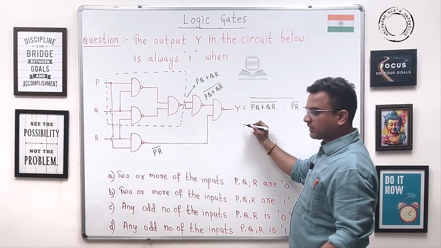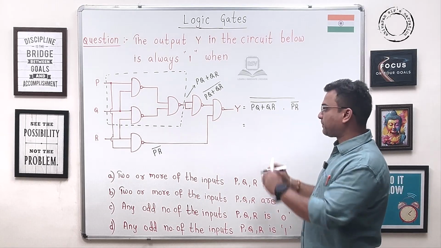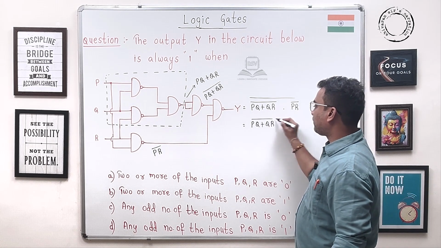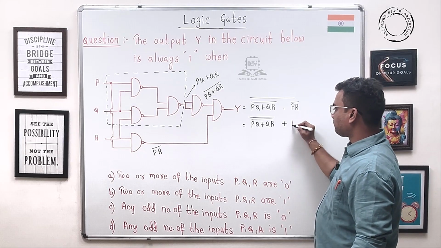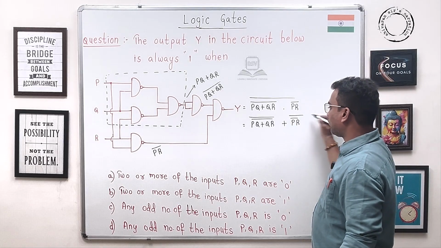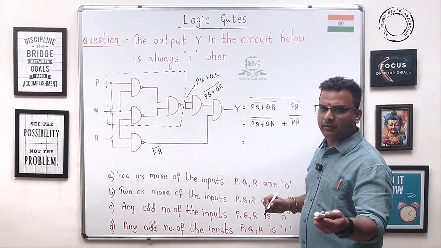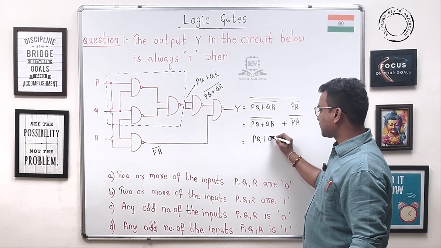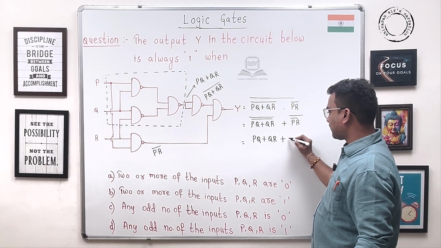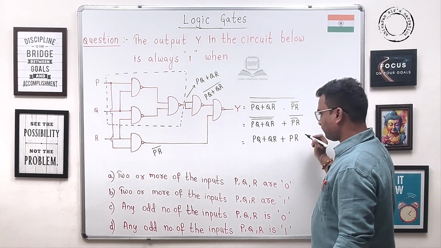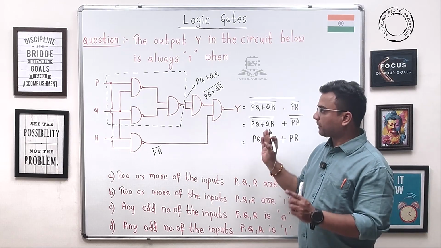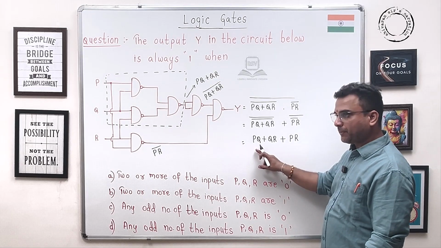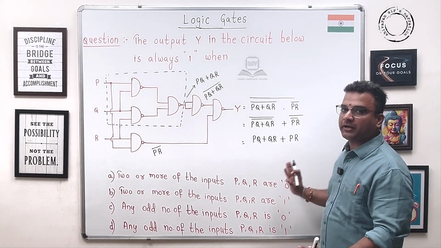By using De Morgan's theorem, if you simplify, you get PQ plus QR whole bar plus PR bar whole bar, and you know A bar whole bar is A only, hence it is PQ plus QR, again here plus PR. Finally guys, for this particular design we obtained the output expression PQ plus QR plus PR.